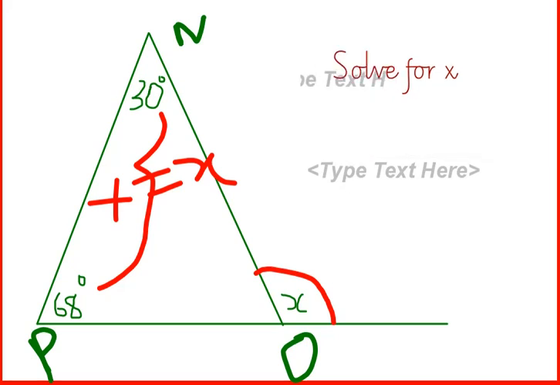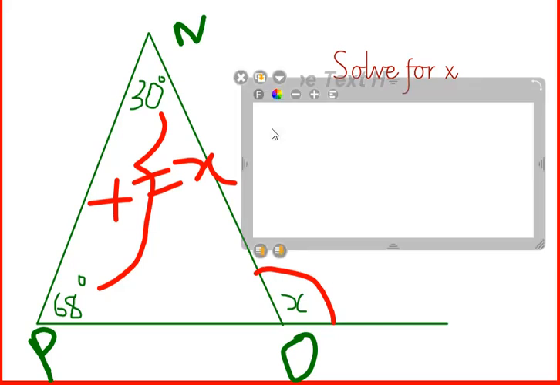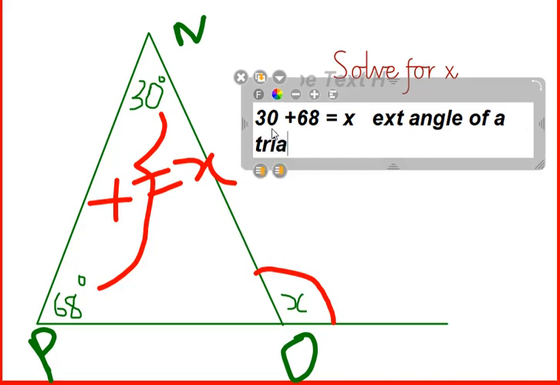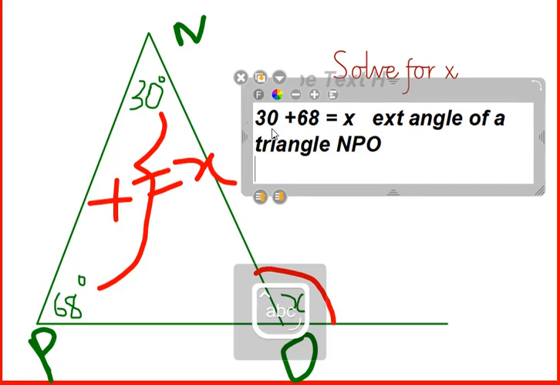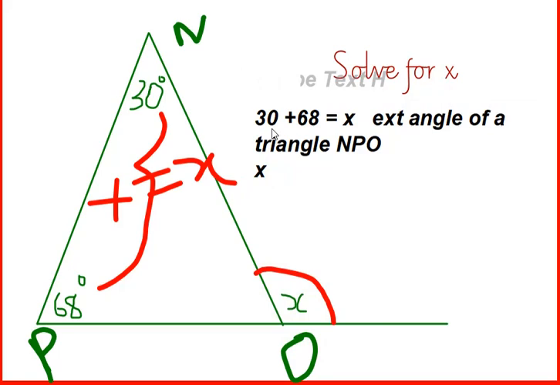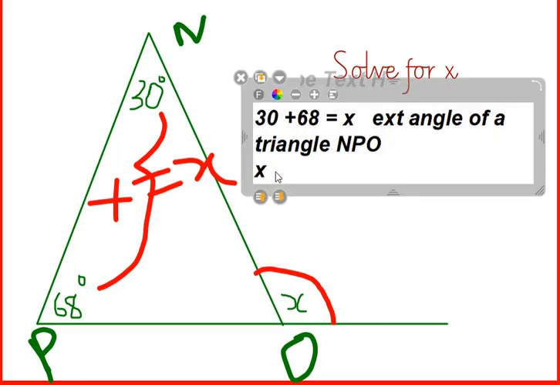Sorry about that. So we have 30 plus 68 is equal to x, the exterior angle of a triangle, and let's name our triangle. That's good practice. So NPO, that's our triangle. So we solve for x. 30 plus 68 is going to be equal to 98. So x is equal to 98 degrees.